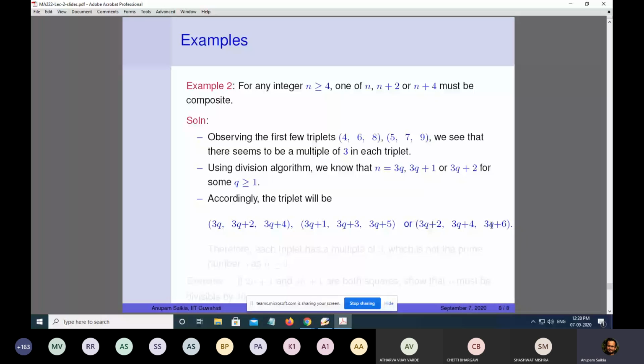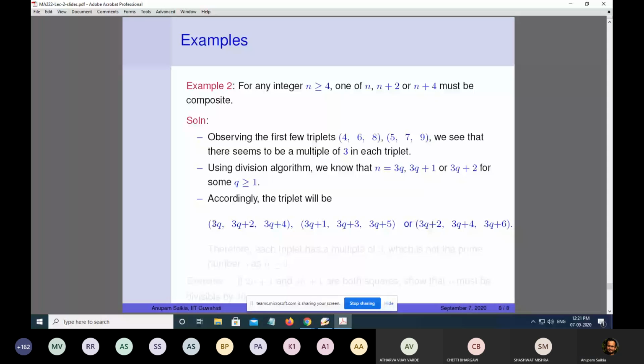So this is a composite number, where q is at least 1, because we are starting from n bigger than or equal to 4. And this one also, 3 times q plus 1, is composite. And here 3q is composite as long as it is not just 3 itself. So I just have to rule out 3q being equal to 3, but that is ruled out because n is bigger than or equal to 4. So certainly this is also a multiple of 3 which is not 3 itself. So some non-trivial multiple of 3 we find in each of these triplets.